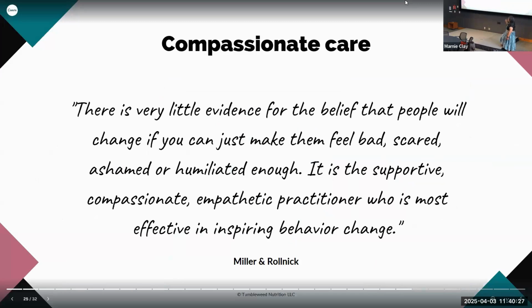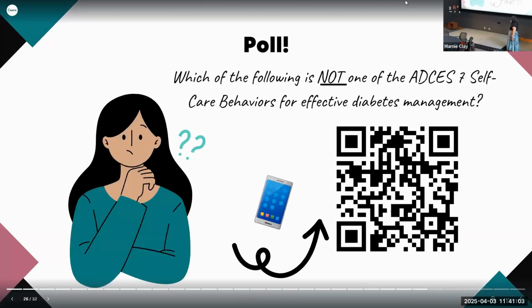So I like this quote from Miller and Rollnick. If you don't know them, they're the founders of motivational interviewing. That's how I initially learned how to counsel, through motivational interviewing when I used to work in Chinle. They said there's very little evidence for the belief that people will change if you can just make them feel bad, scared, ashamed, or humiliated enough. It is the supportive, compassionate, empathetic practitioner who is most effective in inspiring behavior change. So you can't help people change if you shame them. There's no evidence on that.